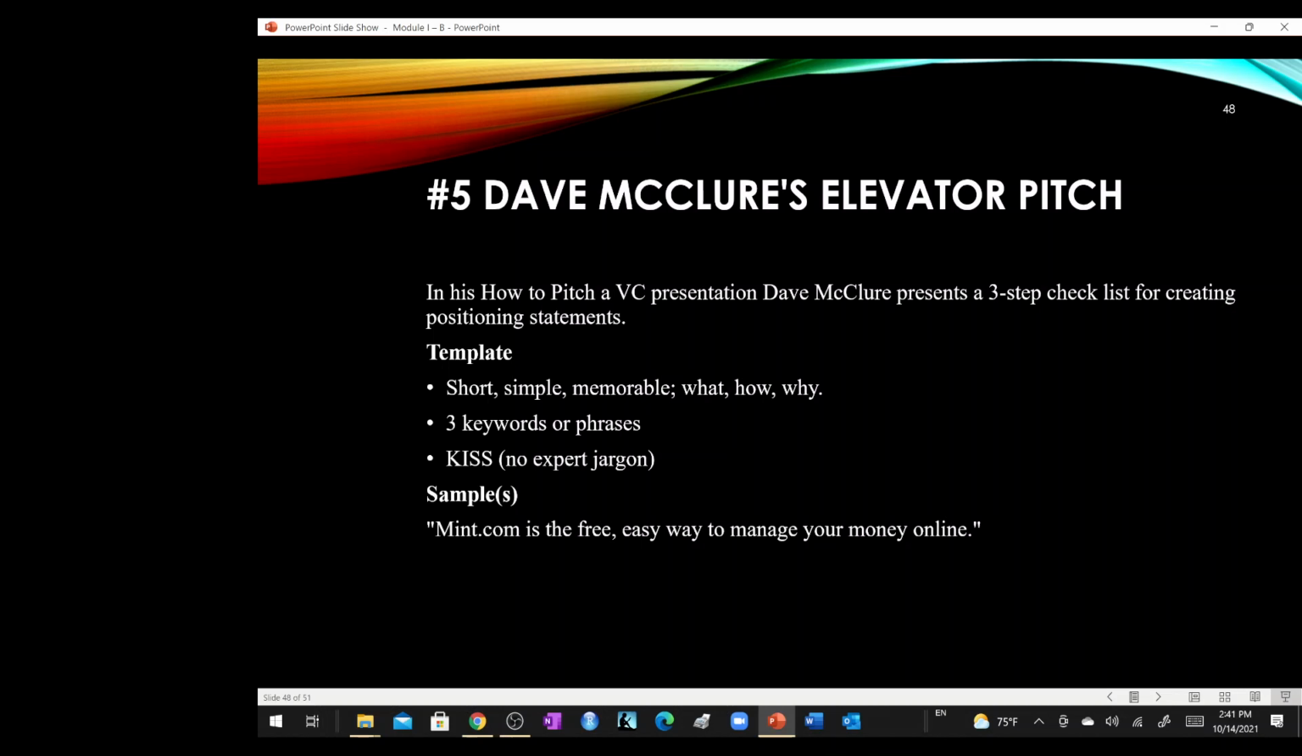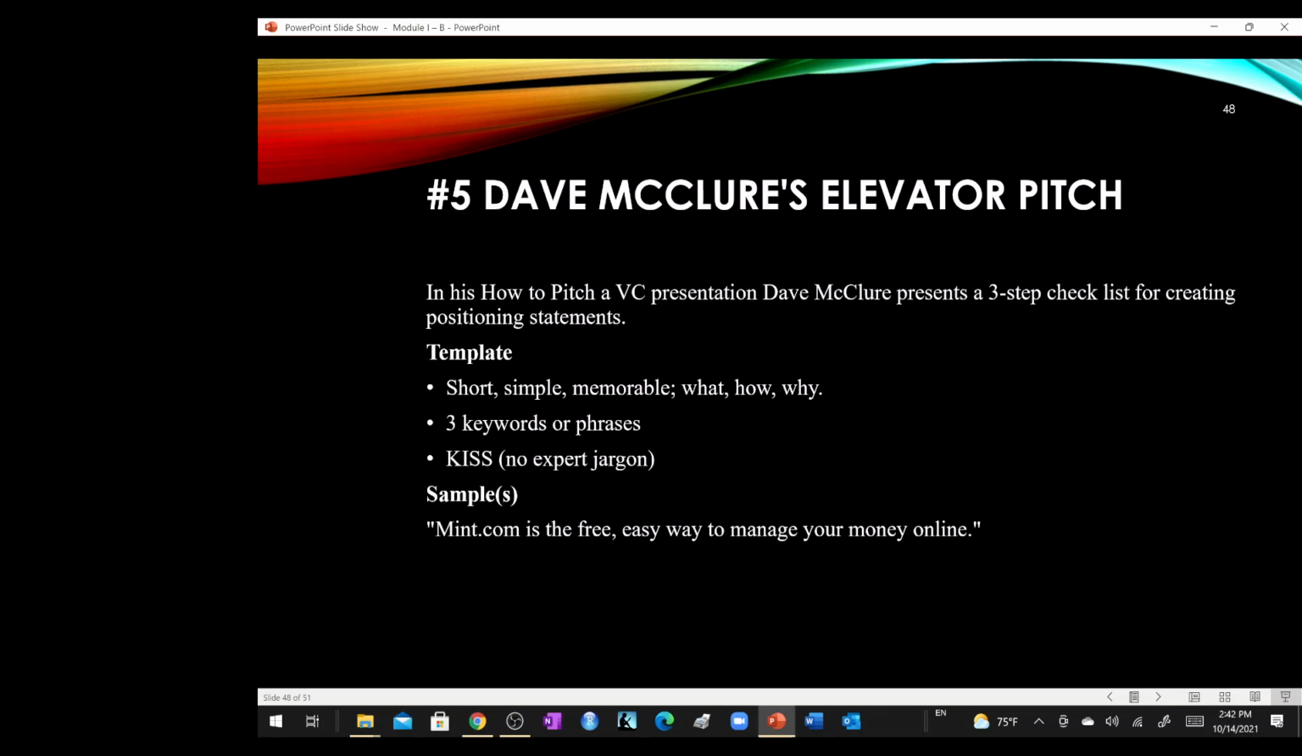Now, here's another example. In his how to pitch venture capital presentation, Dave McClure, I think Dave McClure also published a book where the cover is all blue and he's on the book, and it's all about pivoting an idea, a 3-step checklist for creating positioning. This is for positioning statement. It should be short and simple, memorable, answers the what, the how, and the why. 3 keywords or phrases. This is for positioning, and it has no jargons at all. So do not have jargons.